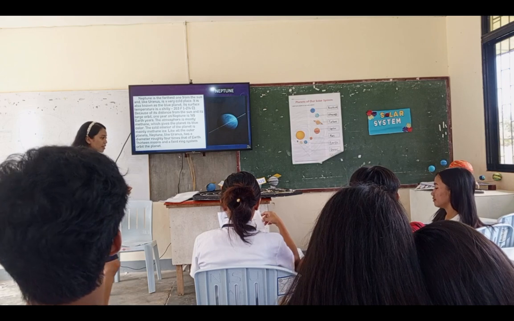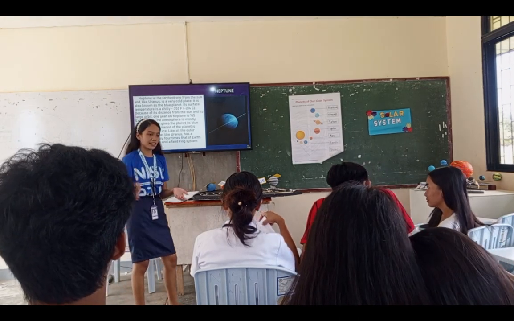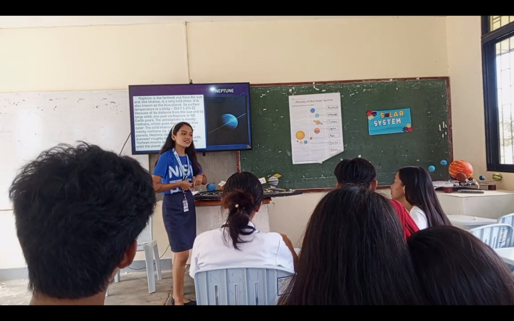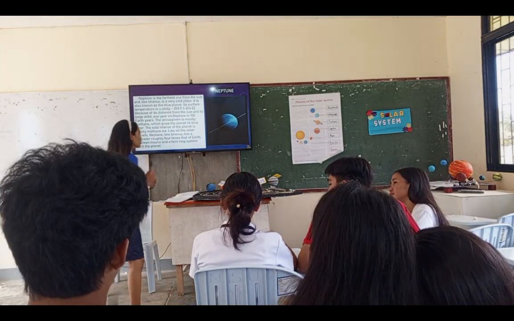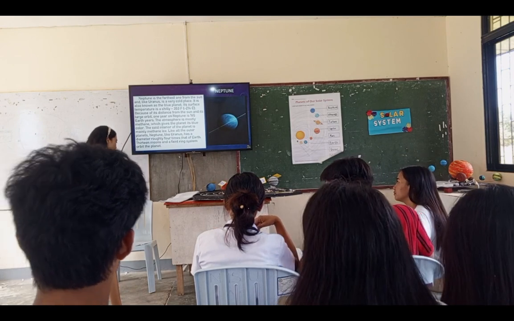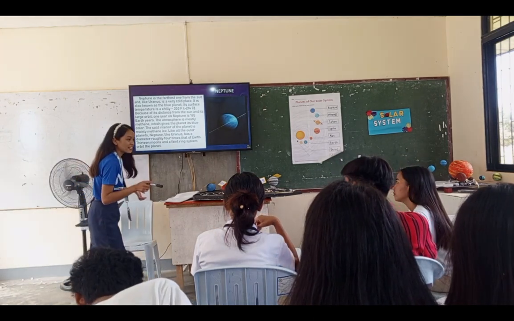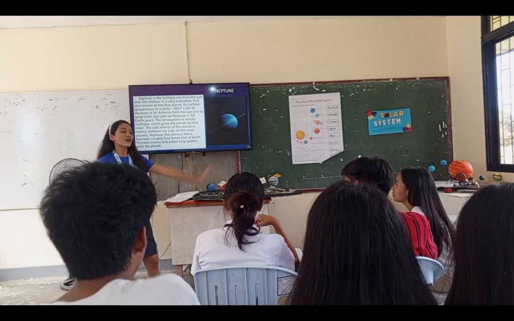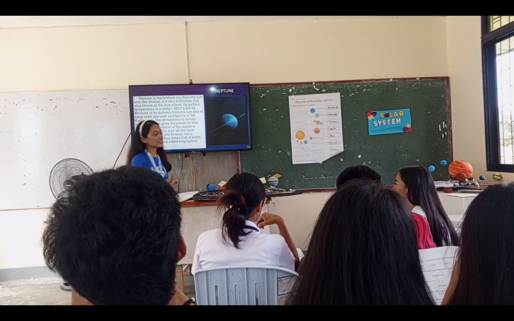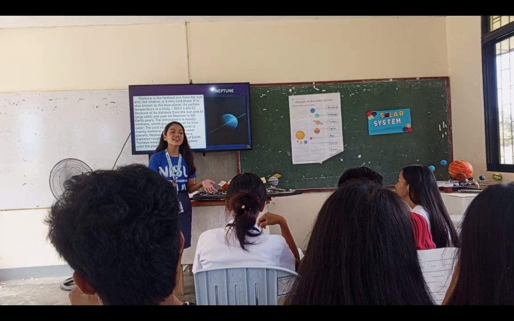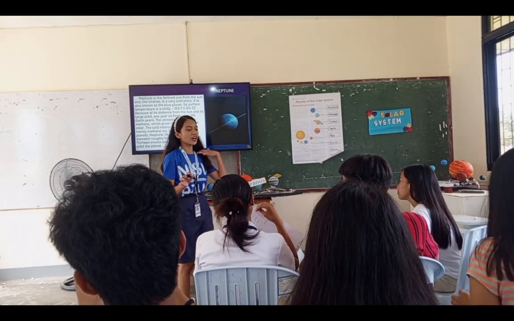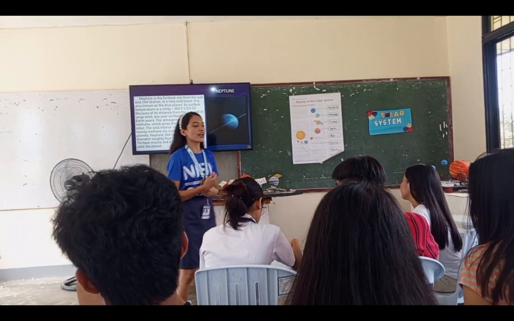Okay. Since you have already learned about the different planets in our solar system, we are going to have an activity. This is an individual activity. So in your paper, I want you to make a concept map. And in your concept map, you are going to choose a graphic organizer rather. Not a concept map. You are going to create a graphic organizer that shows the different planets in our solar system with their characteristics. Did you get it? Yes! Okay. You may now start doing your activity.